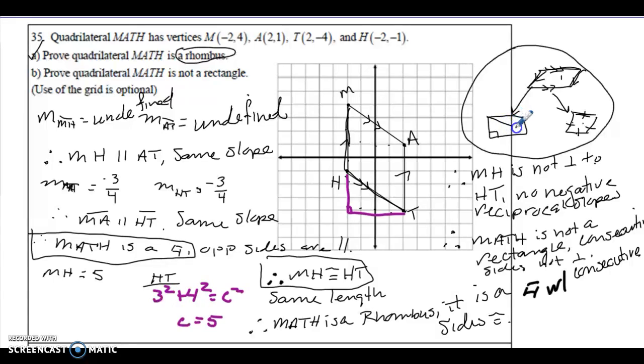One more thing you should remember about these shapes. In a rectangle, the diagonals are congruent. In a rhombus, the diagonals are perpendicular. You should know that, and it shows up a lot on multiple choice questions as well.